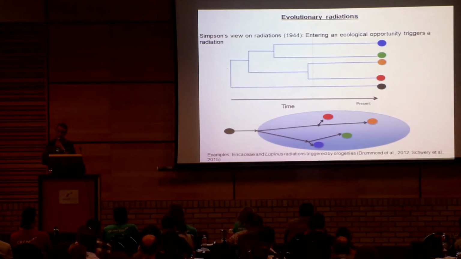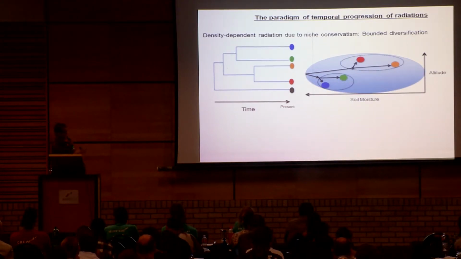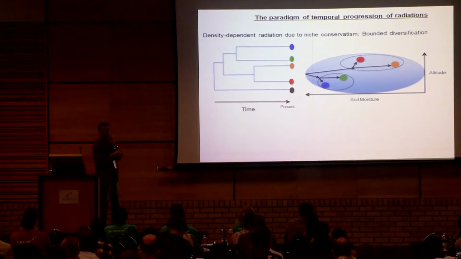Now there's one thing we don't know, which is the actual temporal progression of radiations. When these radiations occur, how do they evolve through time? Everything is dynamic, everything evolves. So it's not the diversification per se that we need to look at, but how it evolves through time. And that becomes problematic. In this case, let's consider this ecological opportunity, altitude gradient, soil moisture gradient.